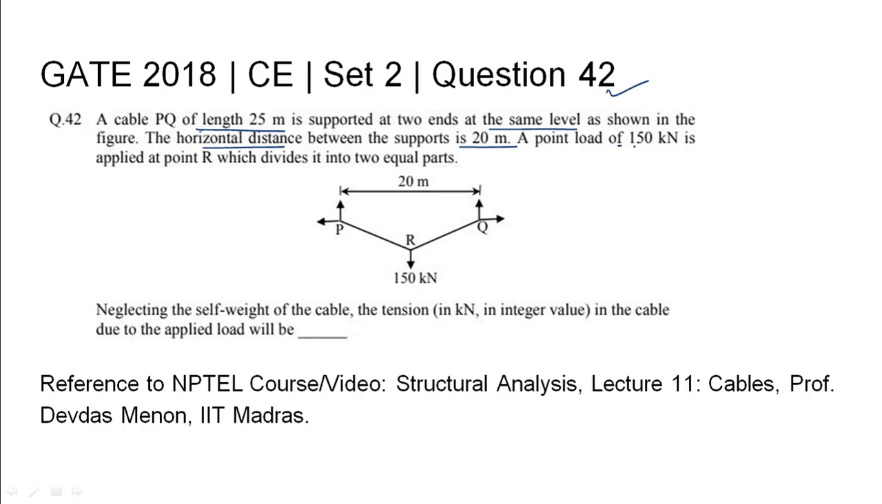A point load of 150 kN is applied at point R, which divides it into two equal parts. Neglecting the self weight of the cable, the tension in the cable due to the applied load will be. The answer needs to be found in kilonewton and should be an integer value. The relevant NPTEL reference has been cited.